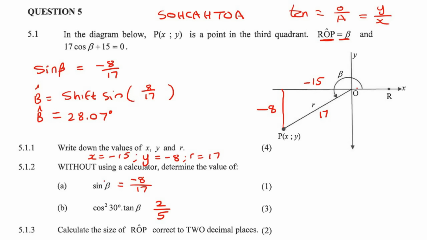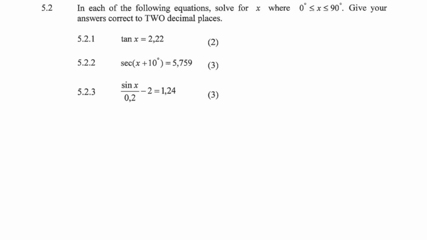Okay, and so now if we wanted to work out this whole angle, the whole of beta, I know it's a bit weird that we're saying beta is 28.07 and now we're saying beta again, but we're going to rather say angle ROP, there we go, equals 180 plus 28.07, and that's going to give us 208.07 degrees.